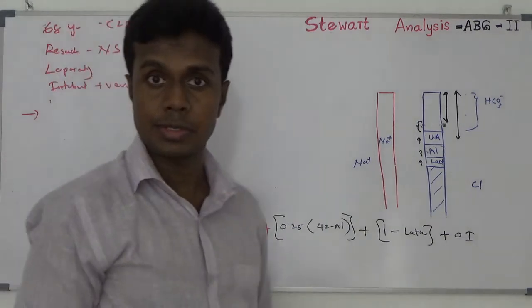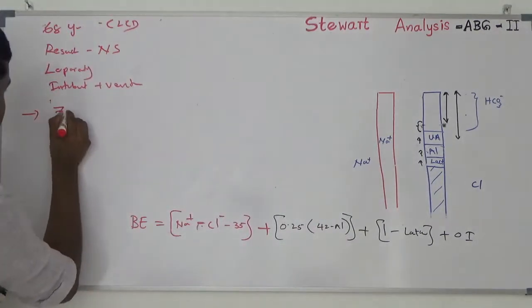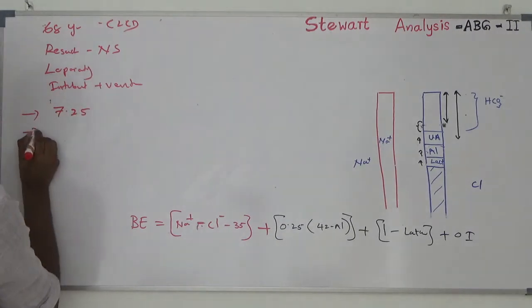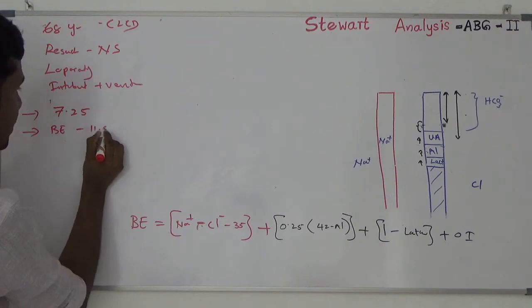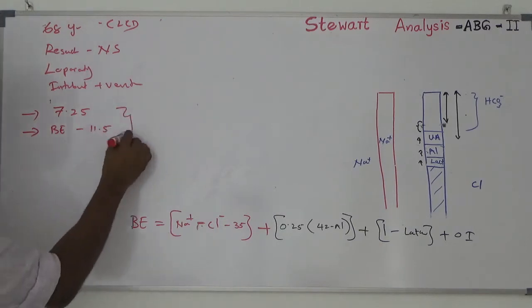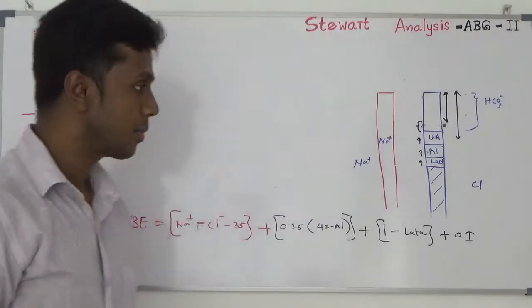Blood chemistry shows pH of 7.25. Base excess minus 11.5. By looking at those two, you can identify that the patient has metabolic acidosis.